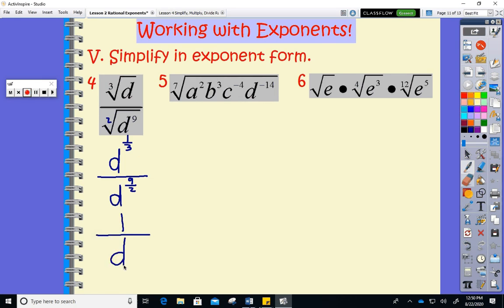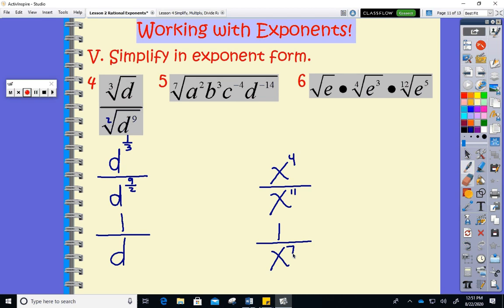Now remember, let me show you another problem just so you remember. If I had x to the 4th over x to the 11th, wouldn't you make that 1 over x to the 7th? Where you subtract and you take it down because the x to the 11th is bigger than the x to the 4th? We're going to do the same thing.